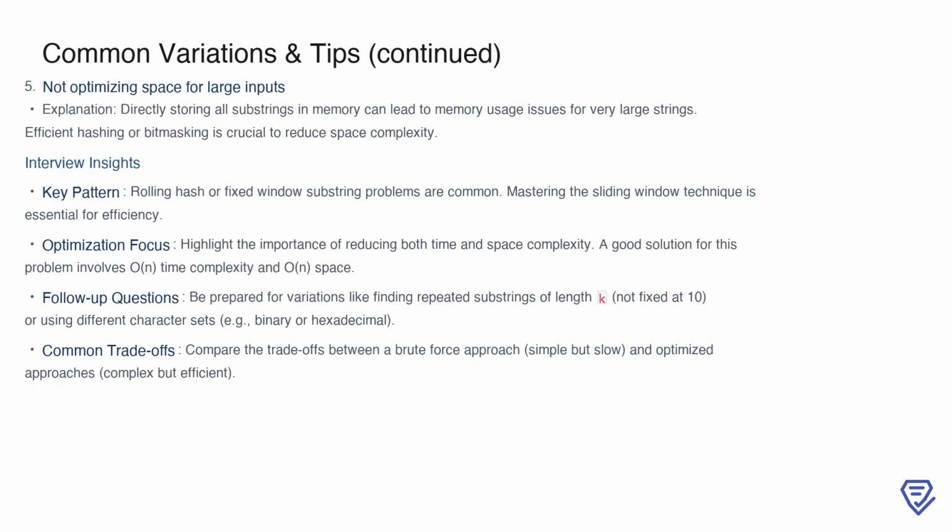Now, let's address space optimization for large inputs. Directly storing all substrings in memory can quickly become a problem when dealing with very long strings. To address this, efficient hashing or bit masking techniques are crucial, as they help reduce space complexity significantly.